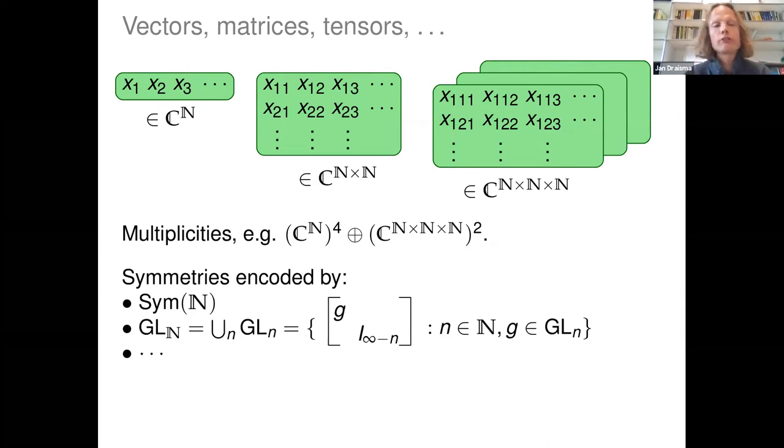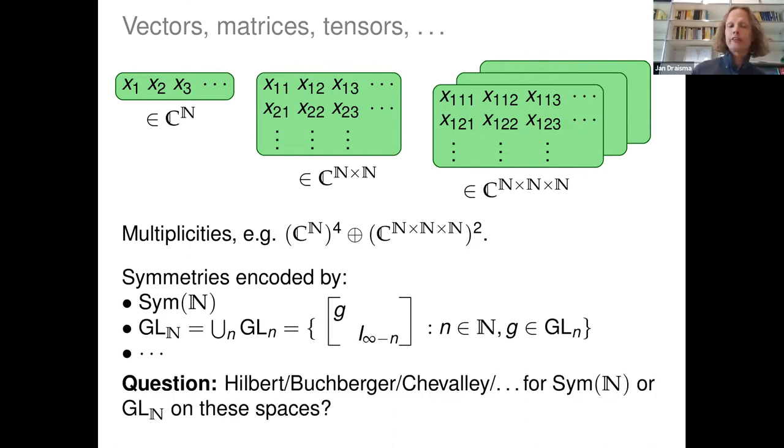And the other group that we'll look at is bigger than that. And you will see that the more symmetry, the better. So the other group is the infinite general linear group, which is the union of all finite dimensional general linear groups. And you can think of this as the group of all infinite matrices that in the upper left corner are just a finite invertible matrix and then have ones on the diagonal and zeros everywhere else. And these act in a natural way on, for instance, matrices by multiplying the matrix from the left with this matrix g, and then from the right with the transpose of that matrix g. And there's a similar action via slice operations in all three directions on three-way tensors and so on. So that's how these groups act.